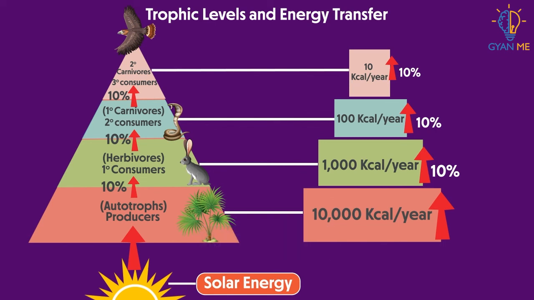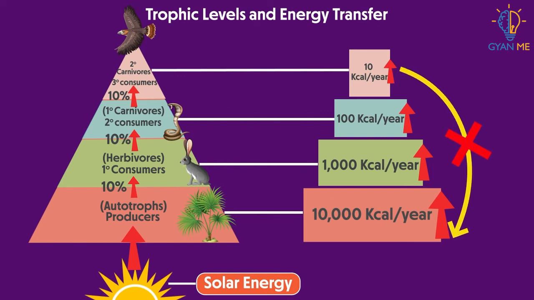Students, note that this energy flow is unidirectional. That is, the energy which is transferred from one trophic level to the higher trophic level does not come back again. Can you guess why? Think about it. We will answer this in our next video.